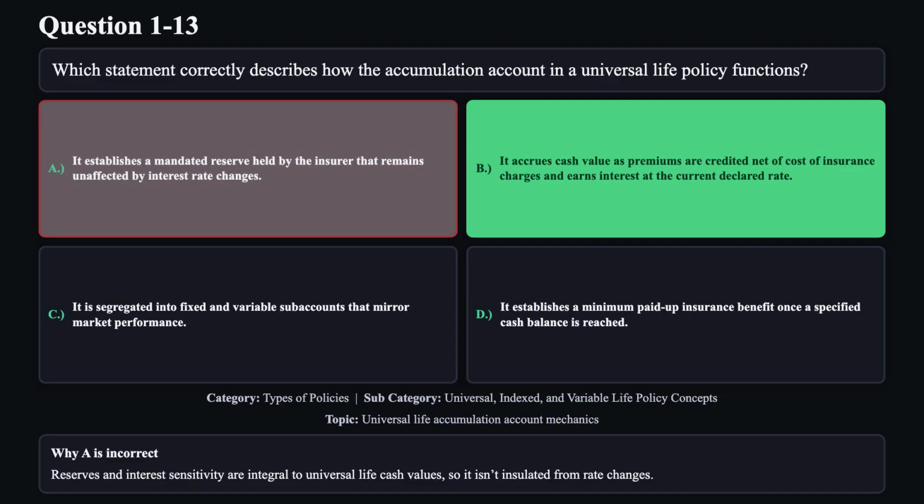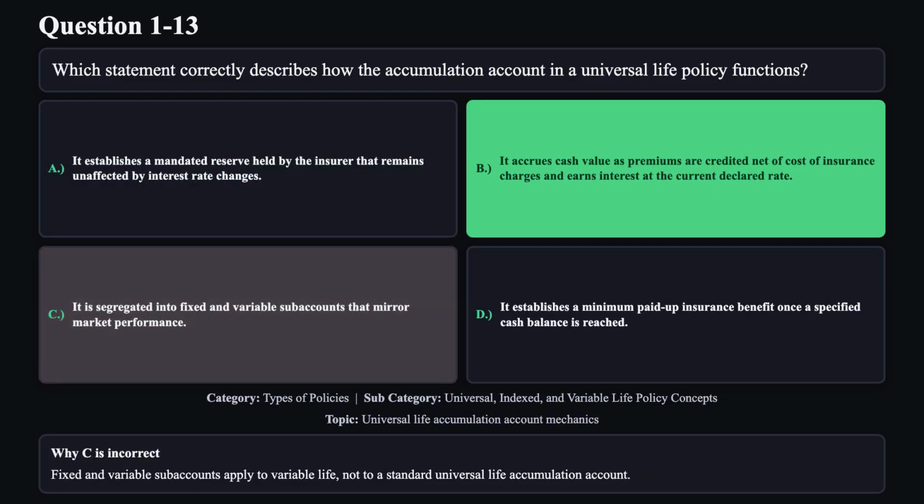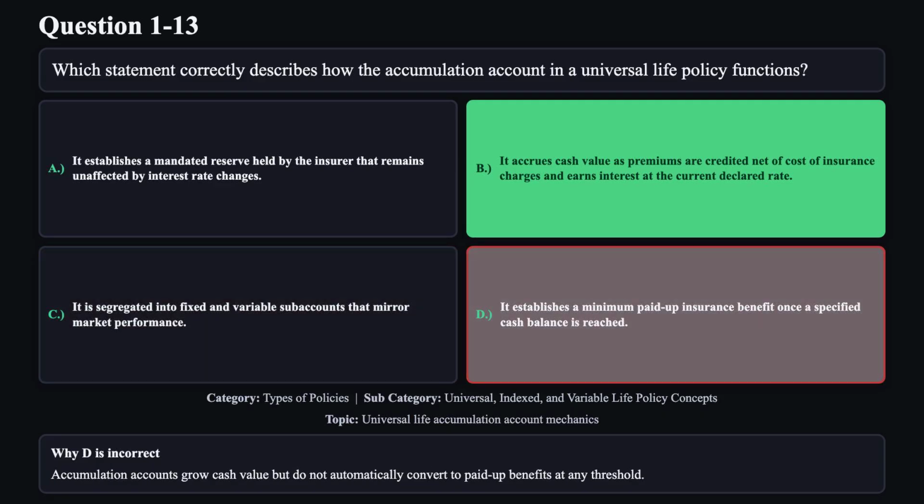Reason A is not correct. Reserves and interest sensitivity are integral to universal life cash values, so it isn't insulated from rate changes. Reason C is not correct. Fixed and variable subaccounts apply to variable life, not to a standard universal life accumulation account. Reason D is not correct. Accumulation accounts grow cash value but do not automatically convert to paid-up benefits at any threshold.